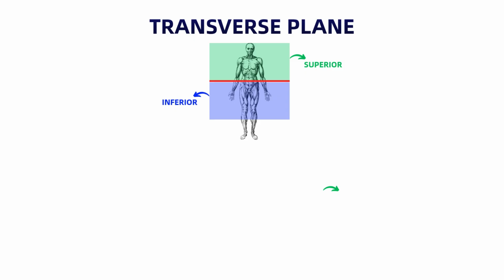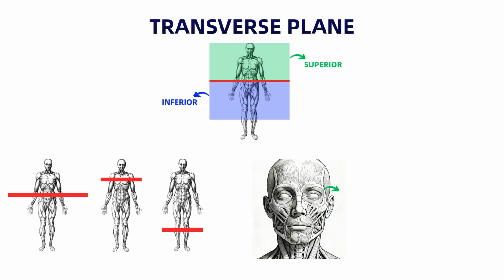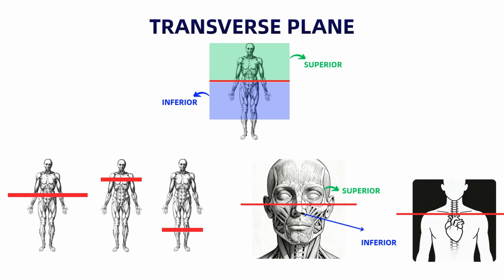An important note here is in textbooks, you will often see the transverse plane shown at the level of the abdomen, but that's just one example. In reality, we can imagine a transverse plane anywhere in the body. If we compare the eyes and nose, draw a small horizontal line between them. So eyes are superior, nose is inferior. If we compare the trachea and the heart, draw a line between them. Which is superior and which is inferior? Trachea is superior and heart is inferior.